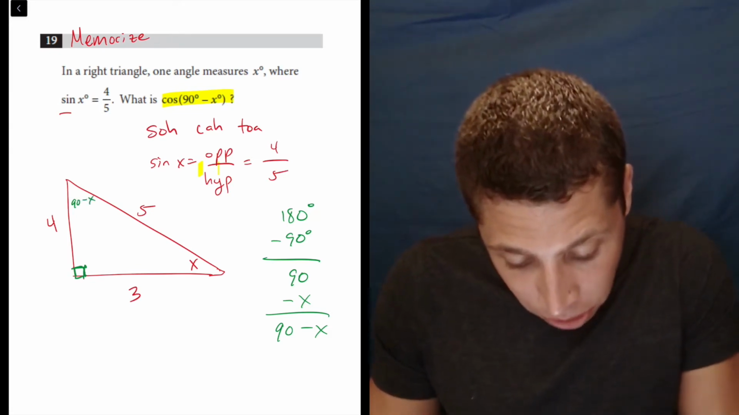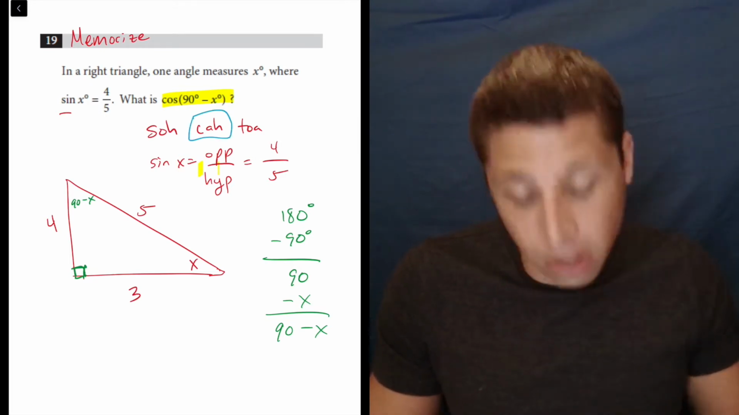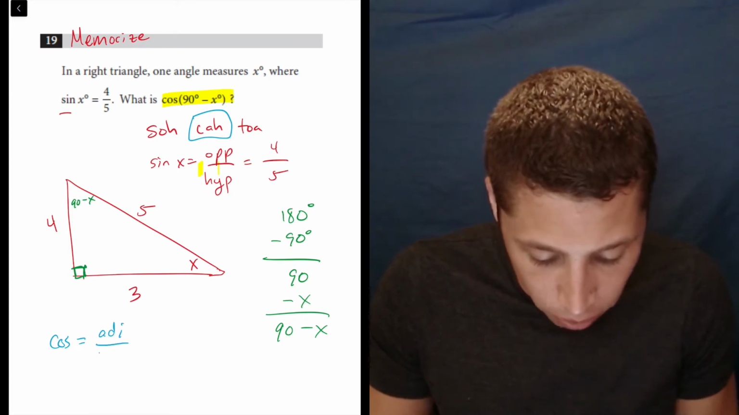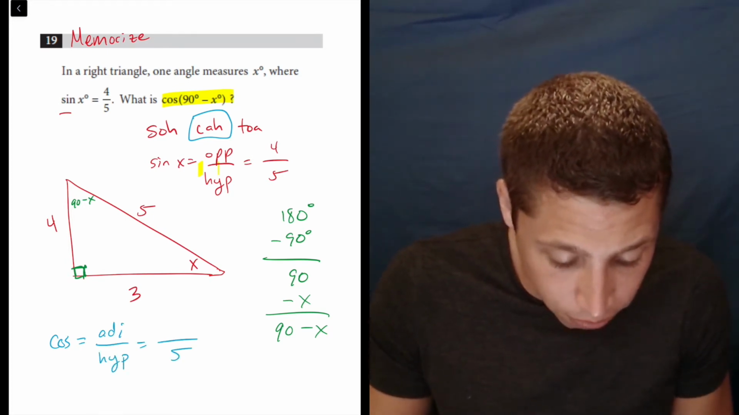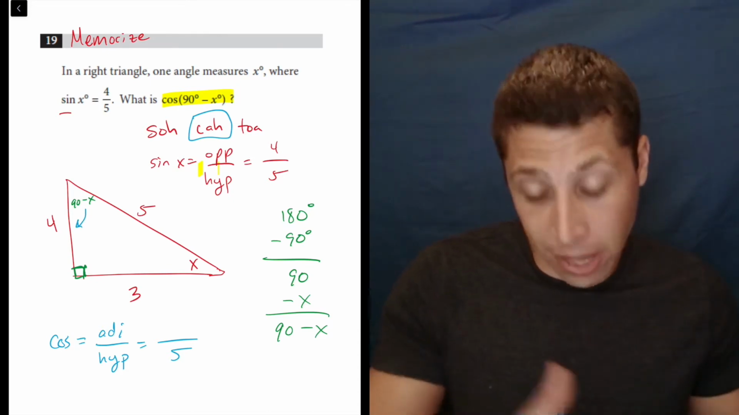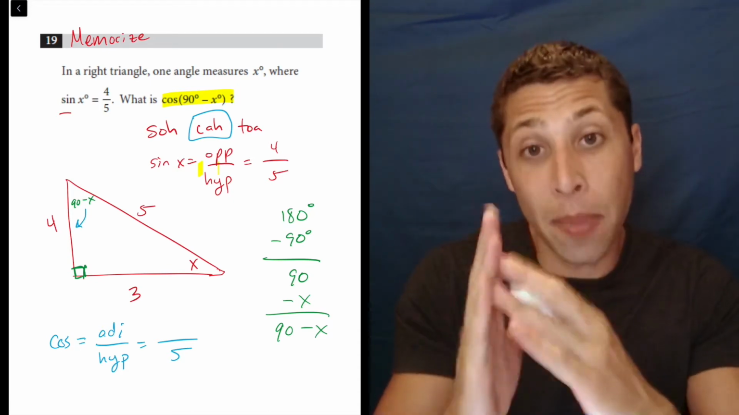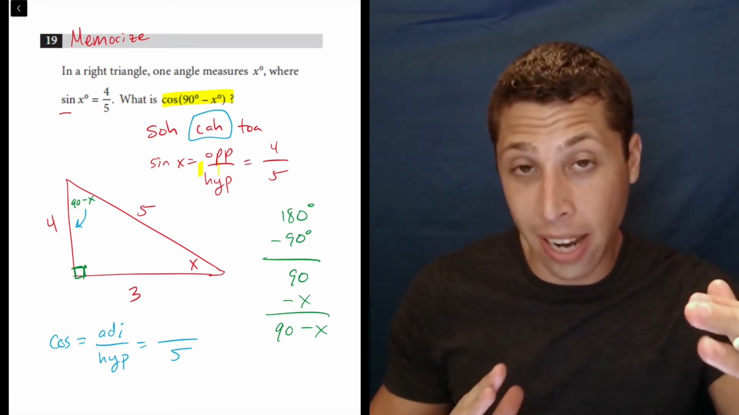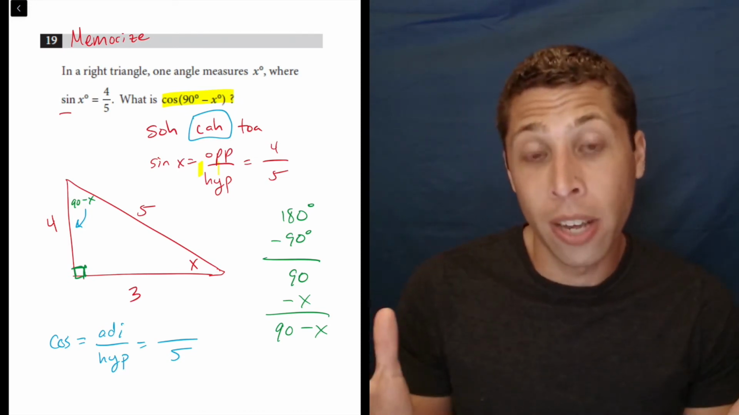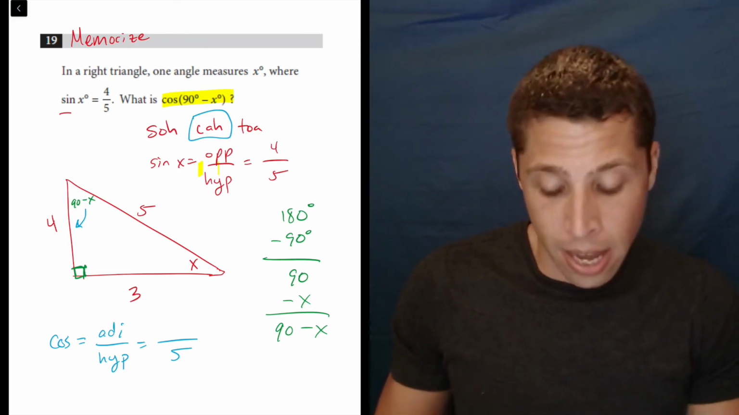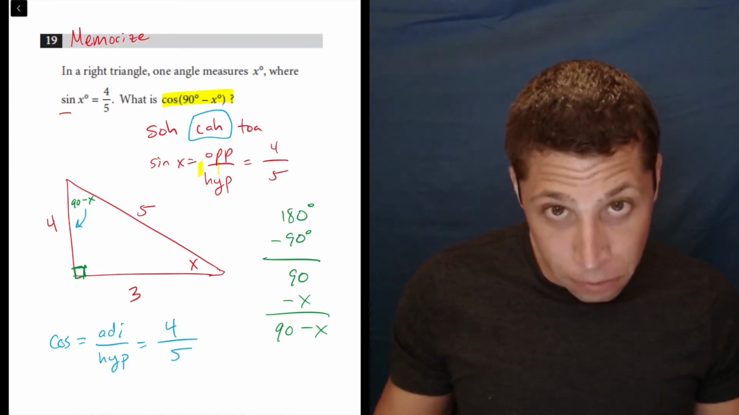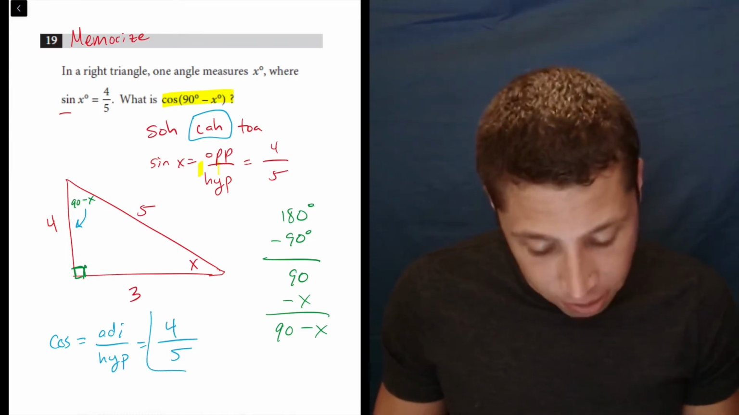Now going back to SOHCAHTOA, cosine is the adjacent over the hypotenuse. The hypotenuse is still 5, and the adjacent side is the one that isn't across, right? It's the side that makes up the angle. The hypotenuse is always opposite the 90-degree angle, so that's consistent. Opposite and adjacent are going to kind of flip around depending on where we are in the triangle. And so in this case, the adjacent side is 4. So the cosine of 90 minus x is 4/5.